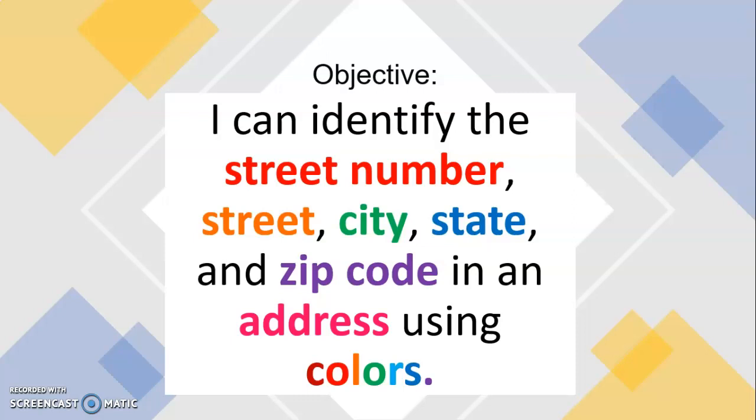All right, so our objective today is I can identify street number, street, city, state, and zip code in an address using colors. Yo puedo identificar el street number, street, city, state, and zip code en una dirección in an address using colors. Y les voy a mostrar lo que es un street number, street, city, state, and zip code.